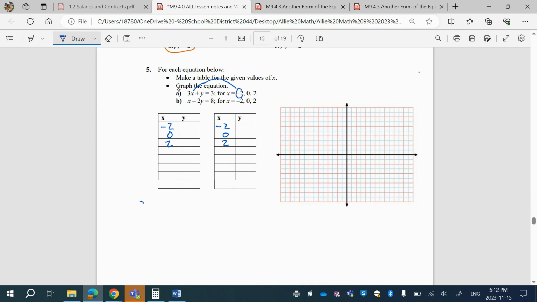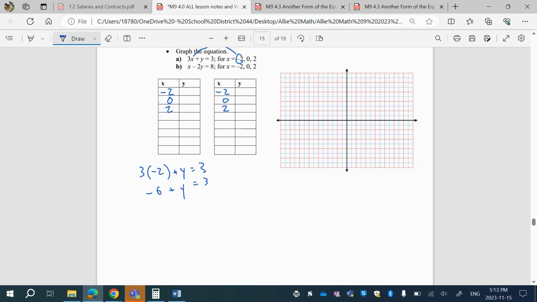So let's go 3 times -2 plus y equals 3. So that's going to be negative 6 plus y equals 3. Then to get the y by itself, we need to add 6 on each side. So we get y equals 9. So that's for negative 2. Then when it's 0, we have 3 times 0 plus y equals 3. So that ends up being y equals 3.